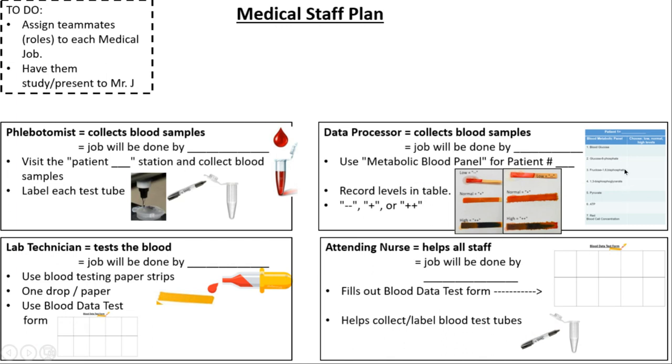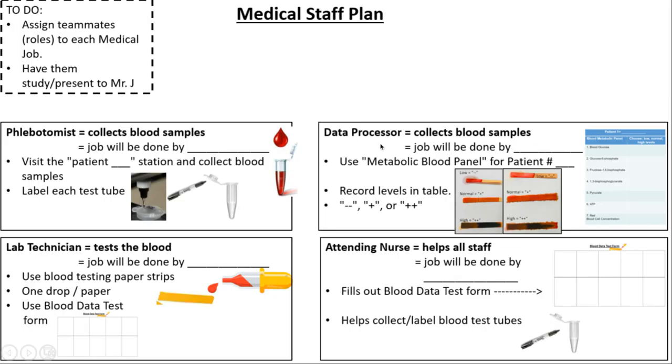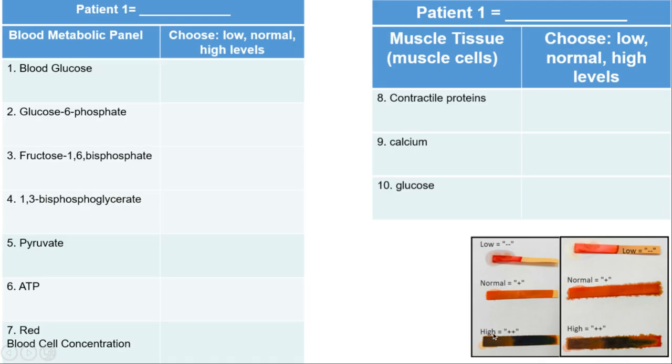So the data processor completes and fills out the table based on the results of the test strips. The team will need to help the data processor because it can be hard to tell the difference between bright pink and orange sometimes, or it can be hard sometimes to tell the difference between red and orange. So if you want to get your results well, you need to make sure the whole team works together to help the data processor, because the data processor has to know if it's low, normal, or high levels. So as the data processor tries to write down the information, make sure the team is helping them record this into the data table.